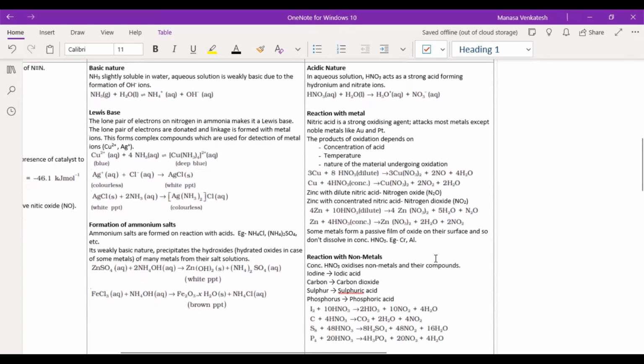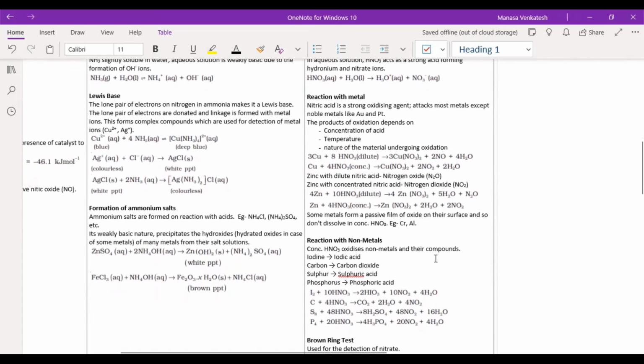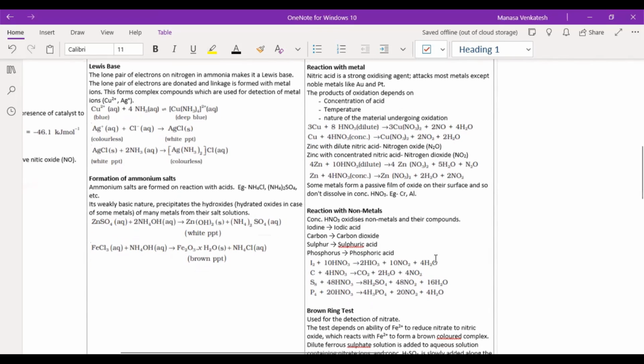Now, many materials like chromium and aluminium. Aluminium, if you notice, you have an aluminium oxide forming on its surface. Because of that, these don't dissolve in concentrated nitric acid.